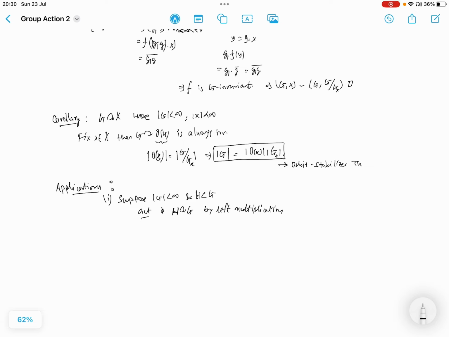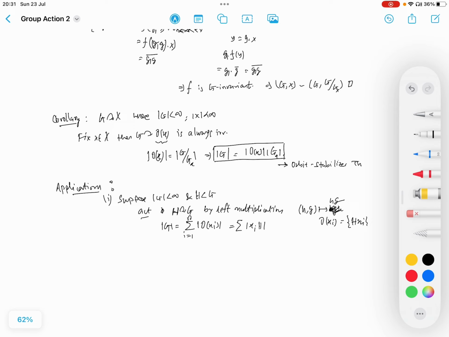Then your set is G. Then this can be written as the orbit of x1 up to the orbit of xr. Now what is the orbit of x1? Because what is this action? Any such h and g goes to this. So the orbit of xi will just be h xi, right?